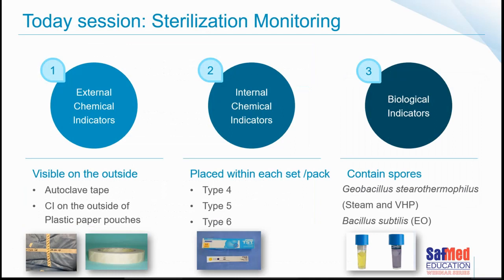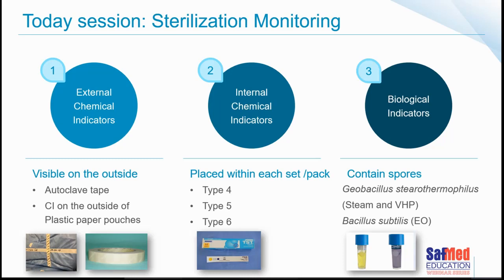In webinar 3, we spoke about using Bowie-Dick tests, we spoke about using documentation systems, and we spoke about helix devices or process challenge devices and how they help us in monitoring steam sterilization. Today, we're going to focus on external chemical indicators, internal or in-pack chemical indicators, and biological indicators.